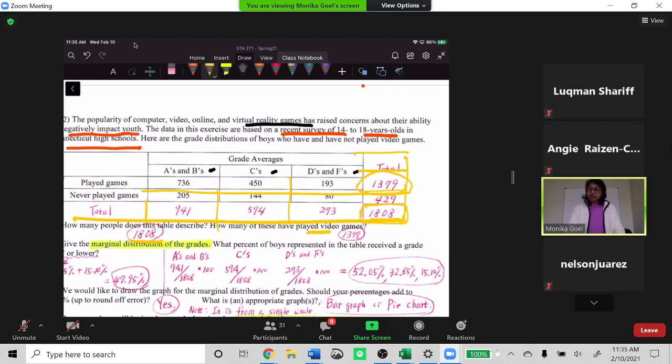How many students got A's and B's? Here. How many got C's? How many got D's and F's? How many never played games? Here. So this information I can find using my marginal distribution.